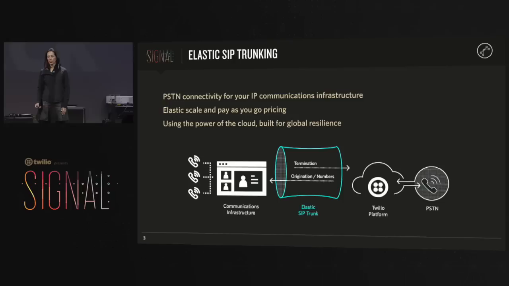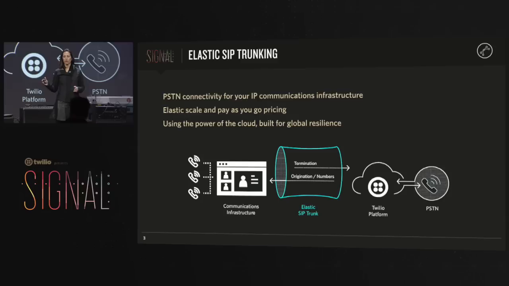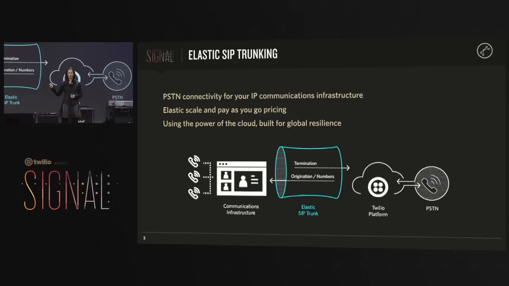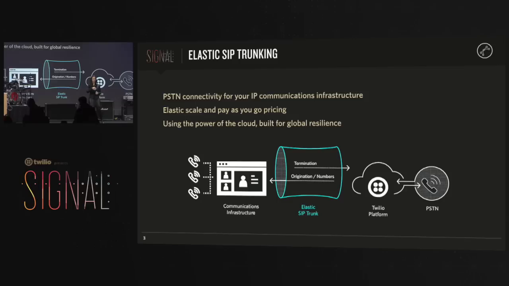So what is SIP trunking? Very simply put, SIP trunking is the ability to connect your enterprise to the PSTN for voice connectivity. It obviously has two directions. On the way out, from the enterprise out to the PSTN through a Twilio trunk, we call that termination. And then coming back in, which is the ability to call a Twilio number, we deliver that call through the trunk into your enterprise, and we call that trunking origination.